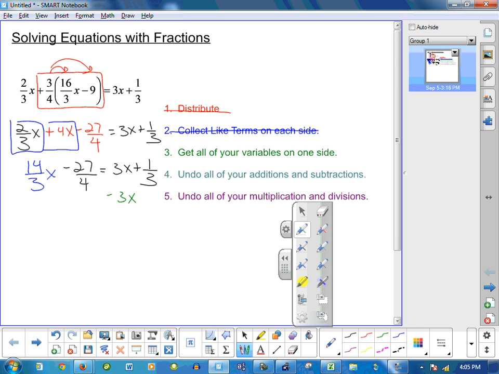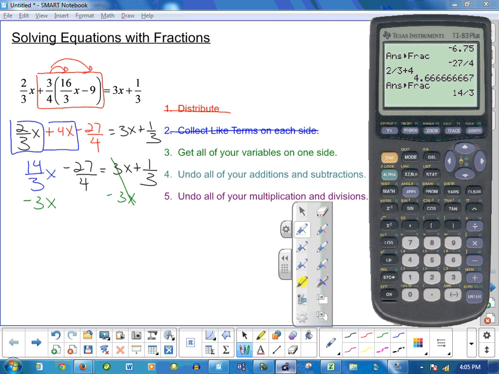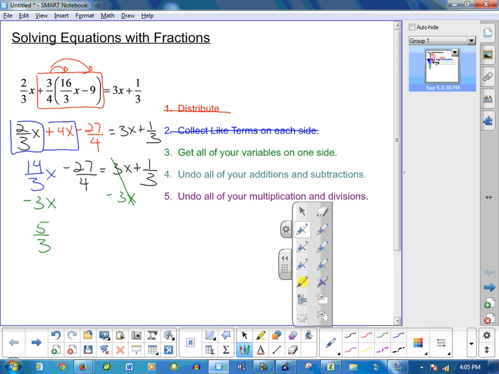This step where we get our variables on the one side is always done by addition and subtraction. So I will do that on both sides. Cancels on the right. I'll just go to my calculator. If you notice, I have 14/3 on my calculator already, so I'll just type -3. Math, enter, enter. And that gives me 5/3 x.